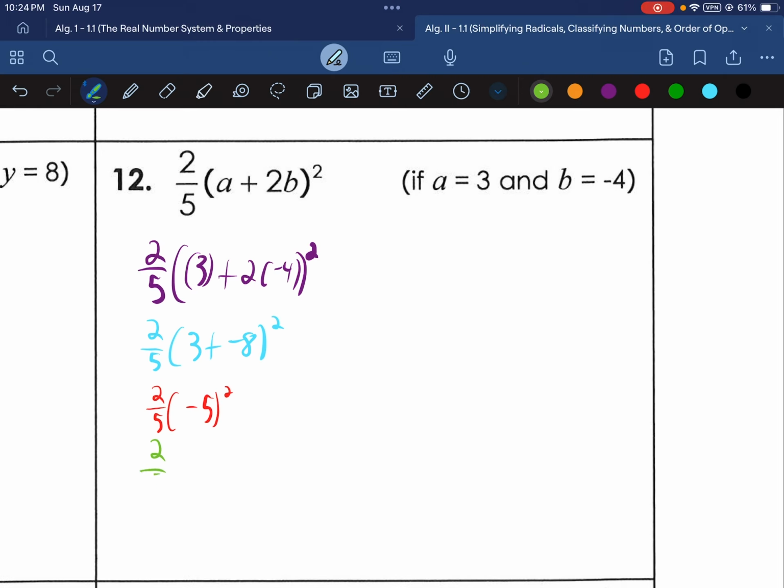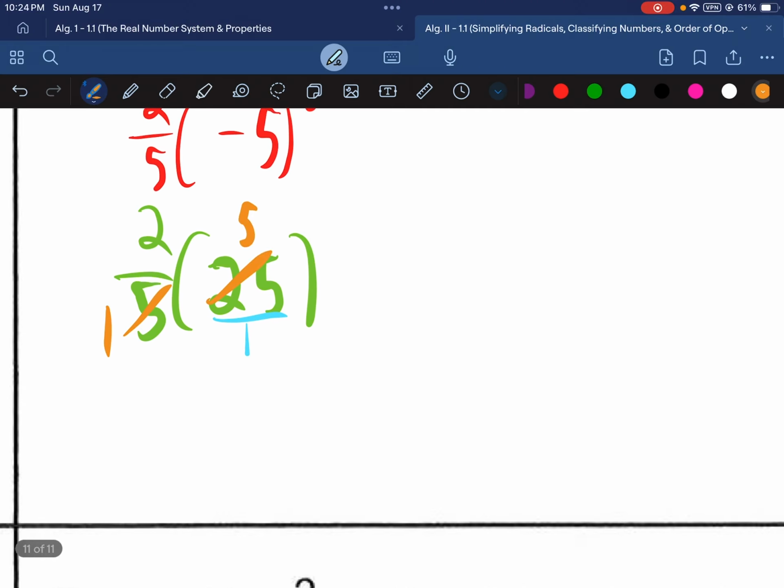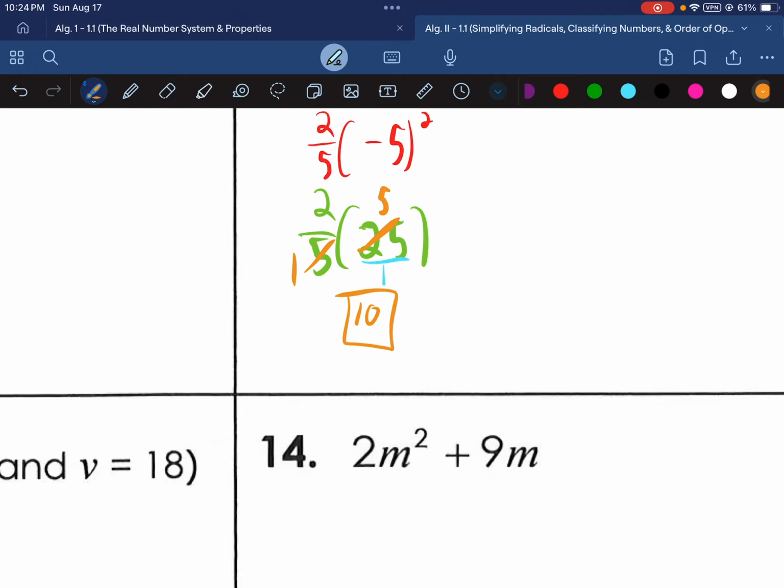That would result in 2 over 5 times positive 25, because the negative times the negative. Now looking here, 25 is over 1, and we look to cross reduce. 5 and 25 are both divisible by 5. 5 divided by 5 is 1, 25 divided by 5 is 5. So now if we multiply straight across, 2 times 5 is 10 on the top, and 1 times 1 is 1. So I could put it over 1, or I can just call it 10.